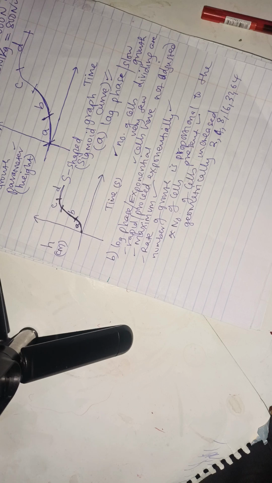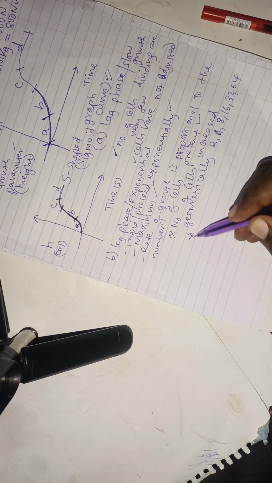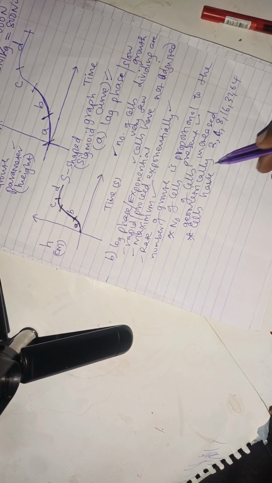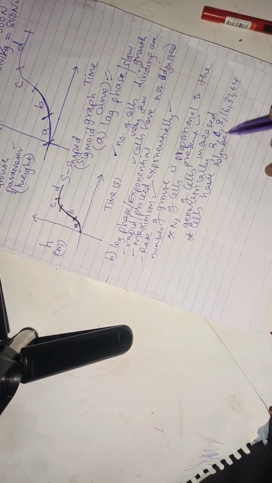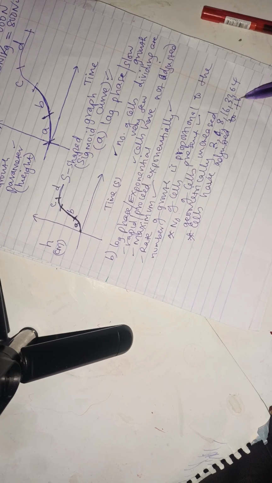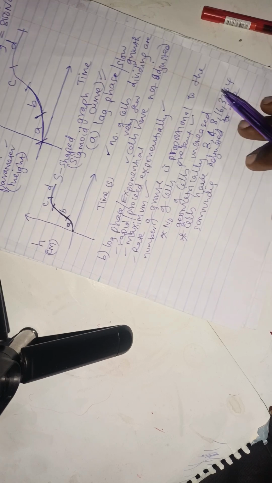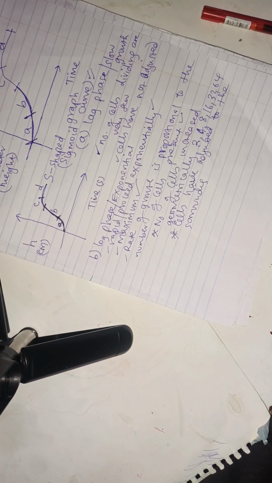So when the cells increase in numbers, the growth rate will be rapid because we shall have more cells dividing. Now, number two, cells have adjusted to the surrounding. I understand that when cells adjust to the surrounding, their rate of cell division must also increase. And that brings about rapid cell division or a greater rate of growth.